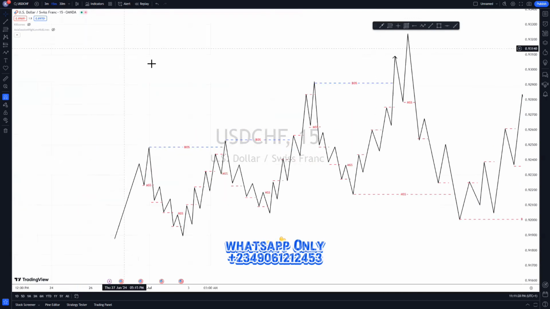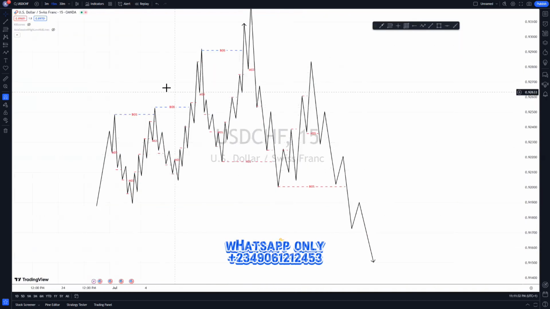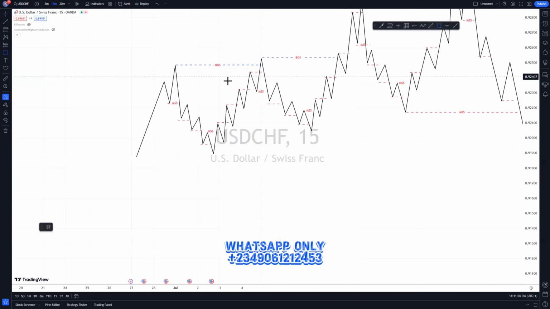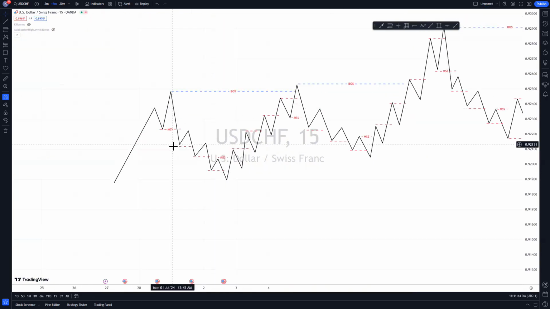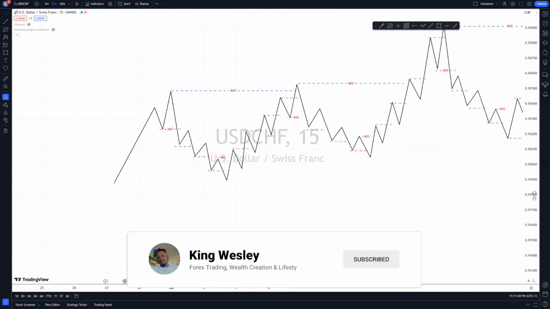Now let's assume this whole big structure we have is on the 4-hour time frame. Whenever you go down to maybe your 15 minutes time frame, that is when you're going to begin to see this type of internal structures. When you go down to your 15 minutes time frame is when you're going to be seeing this internal break of structure, internal market structure shifts and stuff like that.